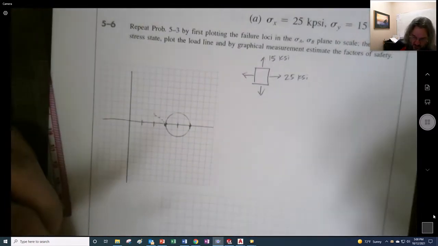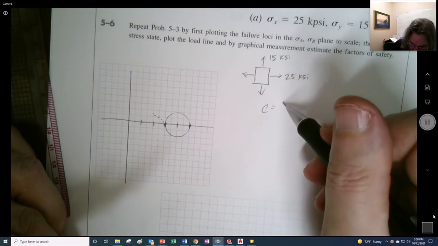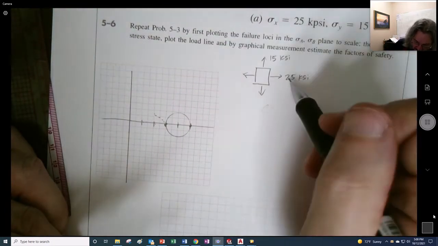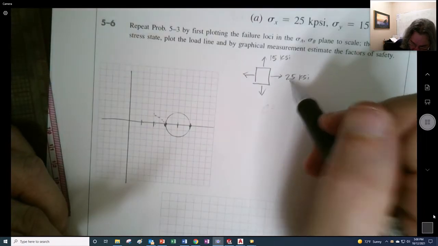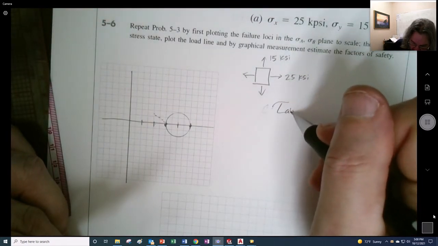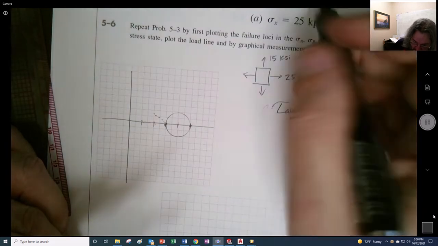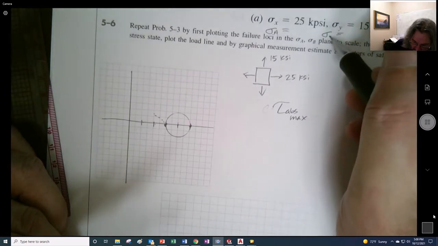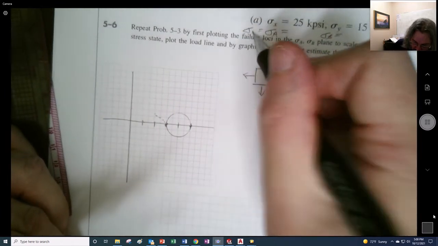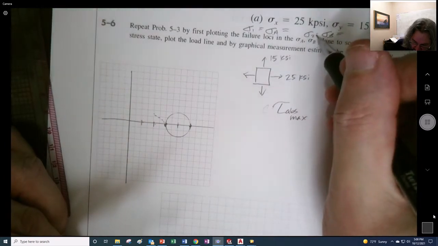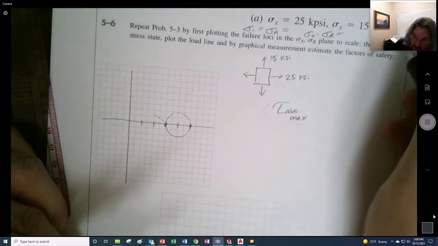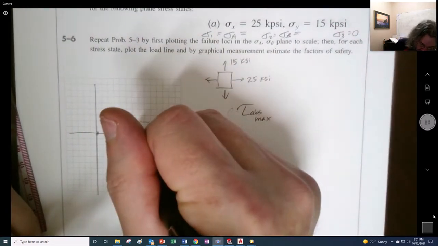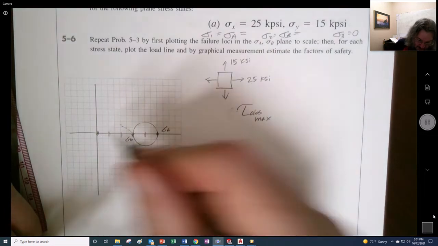All right, so the center of this is should be 12.5, right? In fact, we should have the tau abs max, right? So this one is equal to sigma A, and this one's equal to sigma B. This one's also going to be sigma 1. This is also equal to sigma 2. Sigma 3 is 0, right? So here's sigma A, here's sigma B, and there was the other one right there.